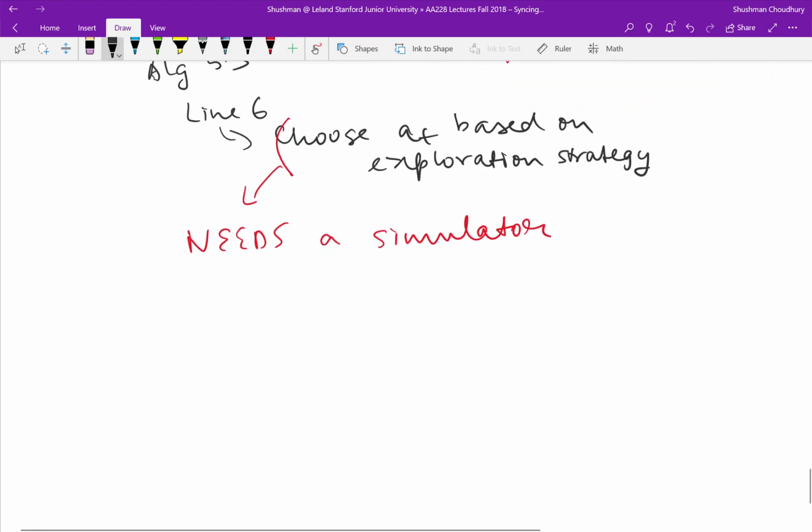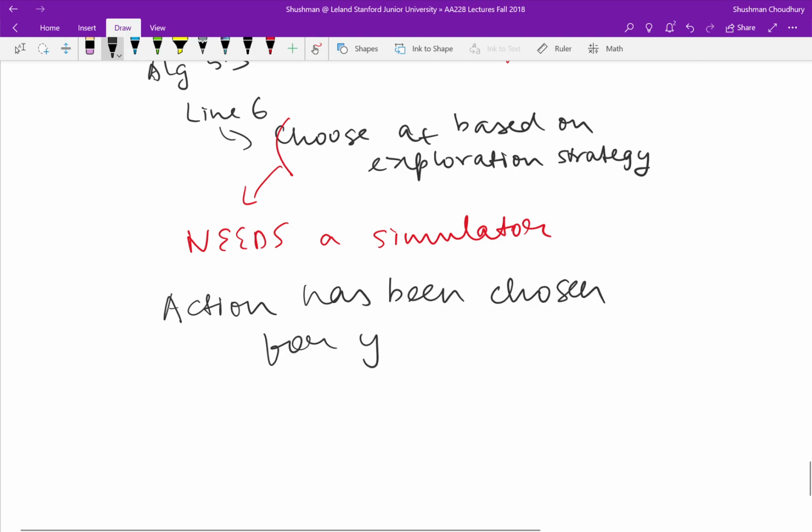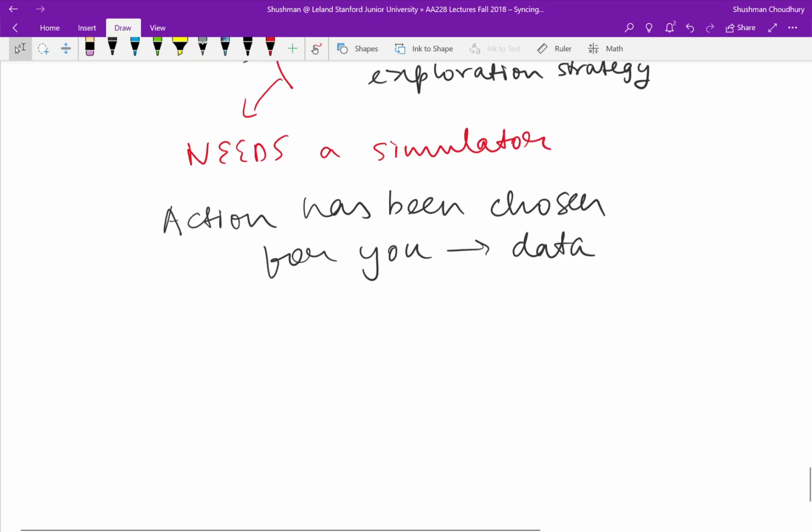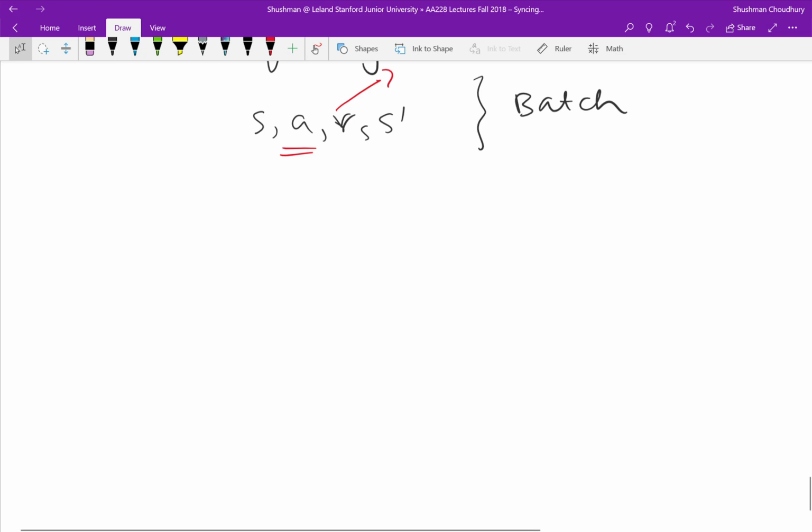So in some sense, the action has been chosen for you by the data, right? Because we have S, A, R, S prime. You can't choose which A to take. It's been chosen for you. And that's where we talk about batch reinforcement learning. Because we've given you a batch of data. We haven't given you a simulator.